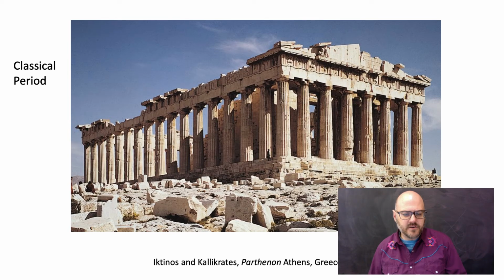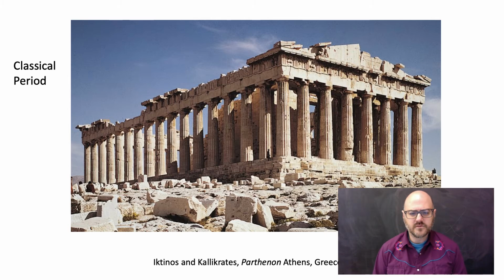The next period of Greek classical sculpture and architecture is known as the classical period. So we have archaic, we have classical, and we have Hellenistic. Classical is this really productive and detail-oriented period in classical Greek sculpture and architecture.